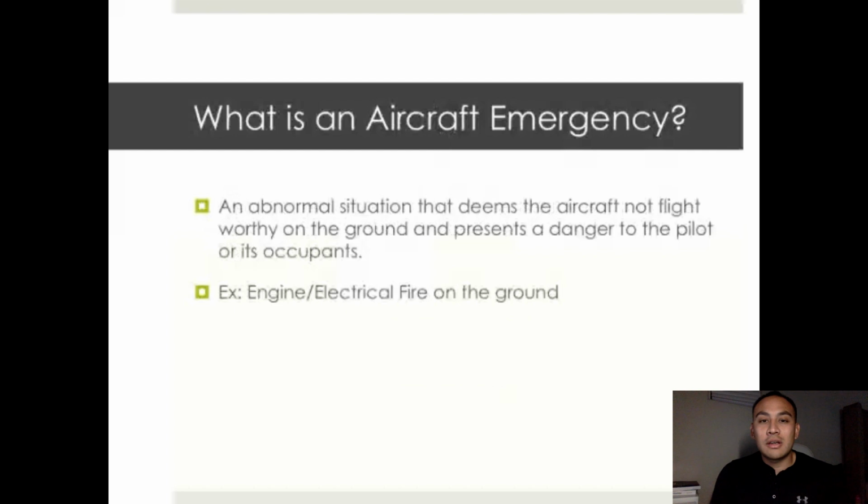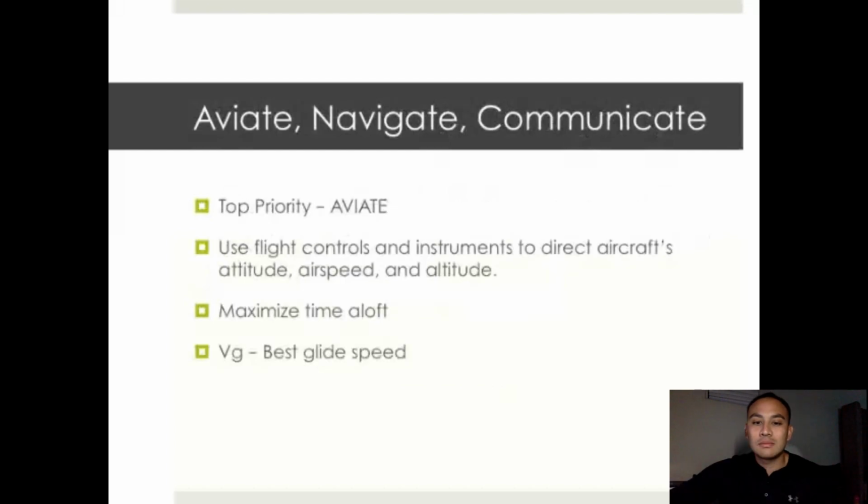Now that we've finished talking about in flight emergencies, I'm going to talk about aircraft emergencies that are not prevalent in the air. They happen more on the ground. This would happen after taxi during the run up area, which would be a good time to find that the aircraft is not fit for flight. This would be any abnormal situation that deems the aircraft not flight worthy and presents a danger to the pilot or its occupants. The given examples that I have on the screen are engine or electrical fire on the ground. We'll get more into what to do if that ever happens in the next few slides.